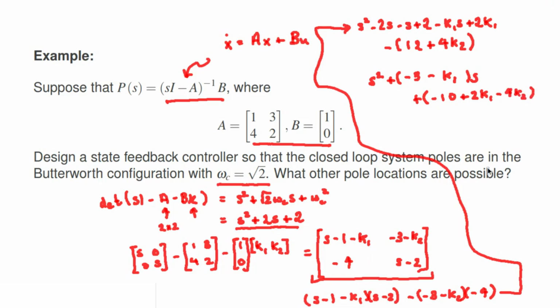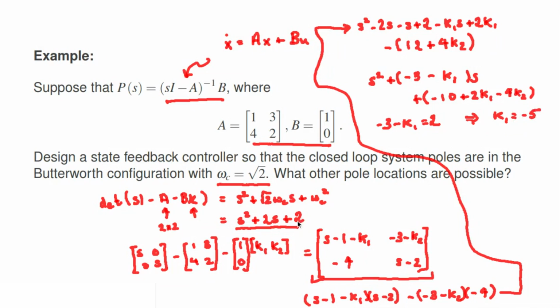So after a lot of algebra, we've determined that this polynomial in the determinant is given by this thing here, and to finish things off, we just need to compare coefficients. We can use that to determine K1 first. The coefficient in front of the s term in our Butterworth polynomial is 2. So we can use this to determine that minus 3 minus K1 is equal to 2, and that implies that K1 is equal to minus 5.